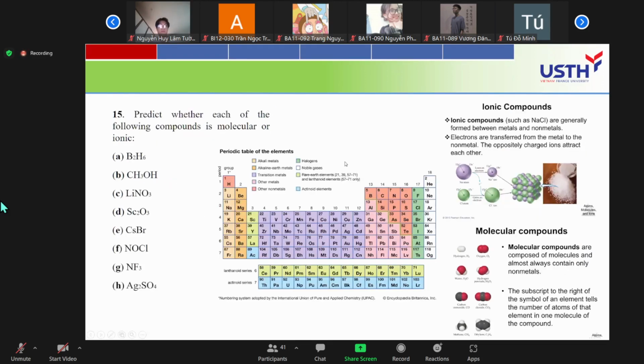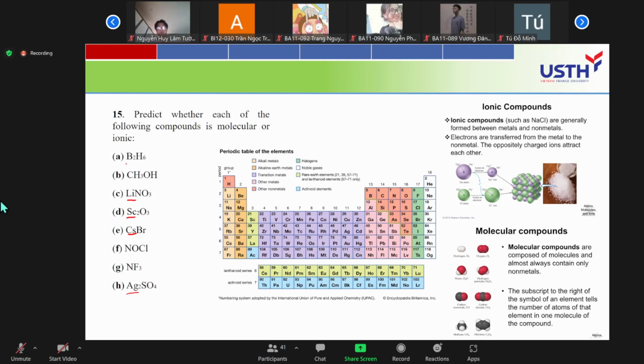Now you have to predict whether the compound is molecular or ionic. As a rule, ionic compounds form between metals and non-metals. So if something contains a metal here, it should be an ionic compound. So you have lithium, scandium, cesium, and silver; these are ionic compounds. The others are molecular compounds, composed of molecules containing non-metals.